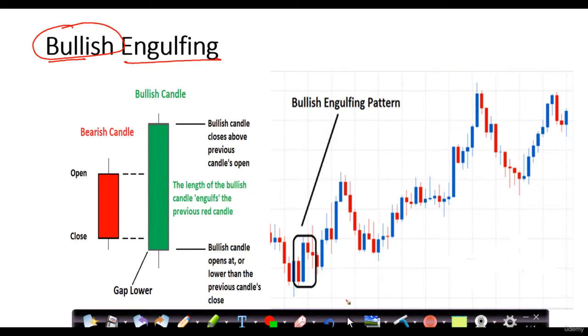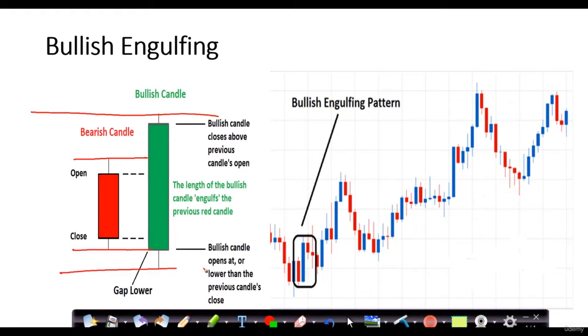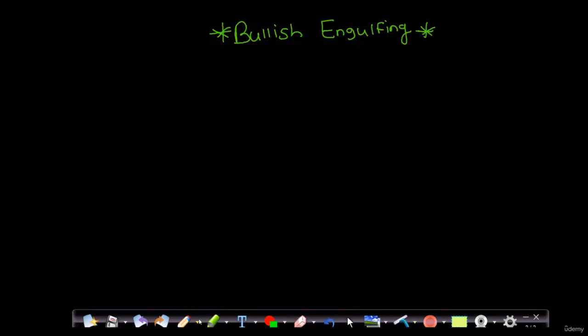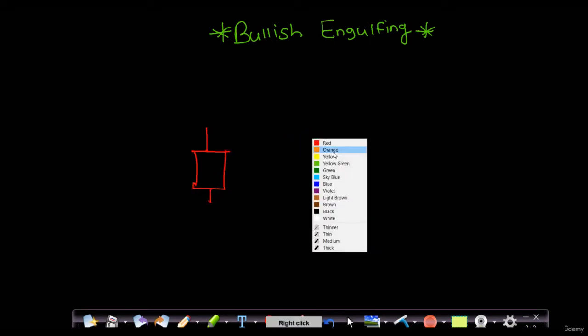If you check this example, you will see that there is one bearish candle which is enclosed within a long bullish candle. That means the body of the whole bearish candle is enclosed in the whole body of the bullish candle. Let me explain in a little more detail. See, if I draw the bearish candle, the bearish candle is red, and it looks like this one. Because it's red, we can say it looks like this.